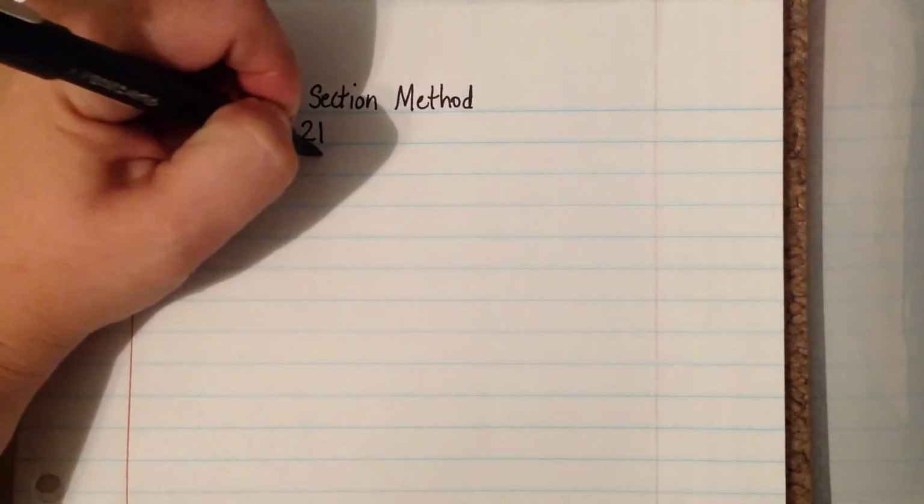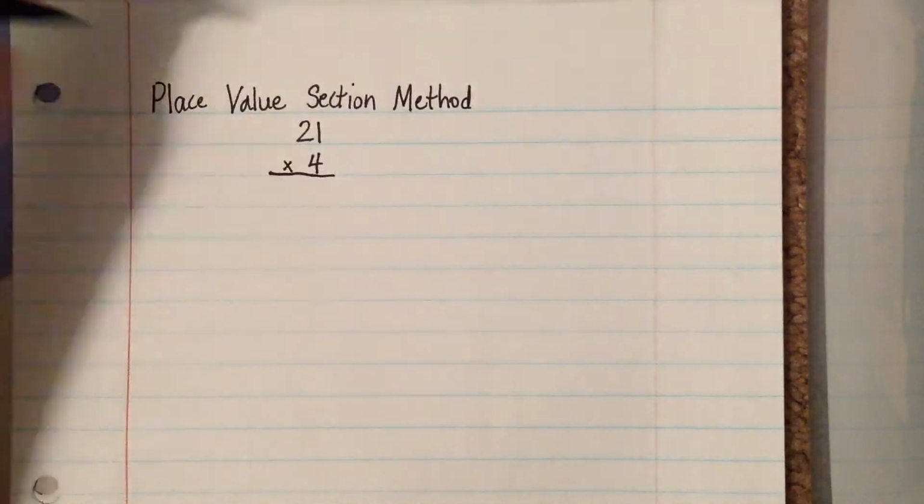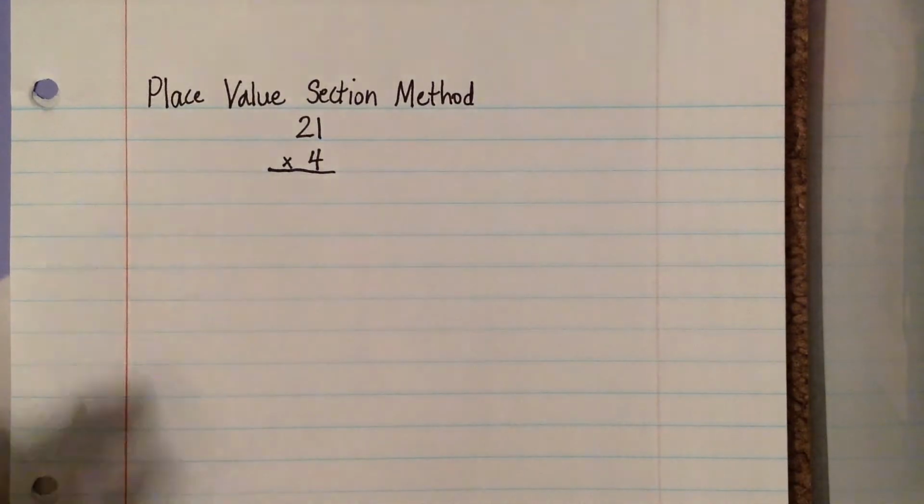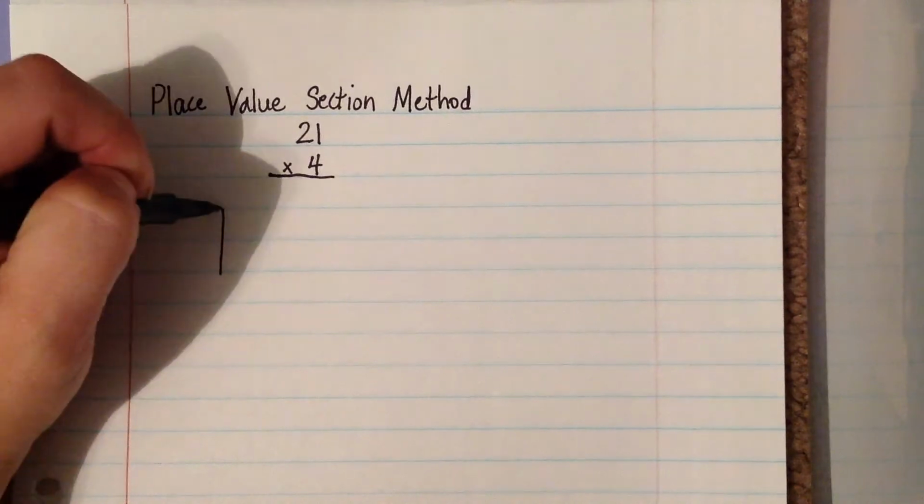For the place value section method, we're going to take the problem 21 times 4. Okay. To write out 21 times 4 using the place value section method, I'm going to begin just like I did with the area model, and I'm going to draw my box.